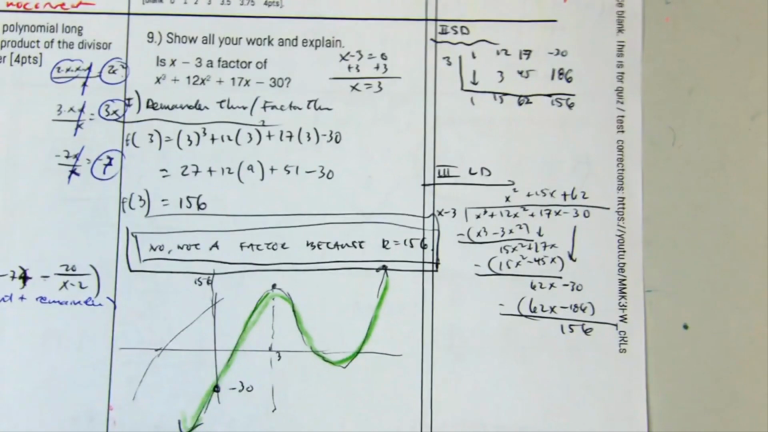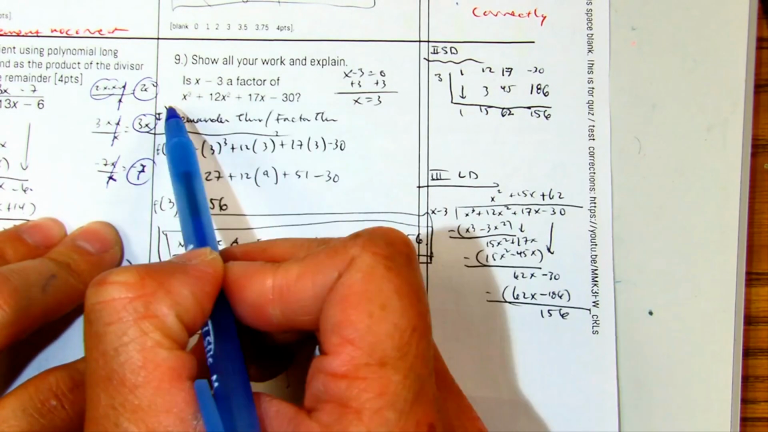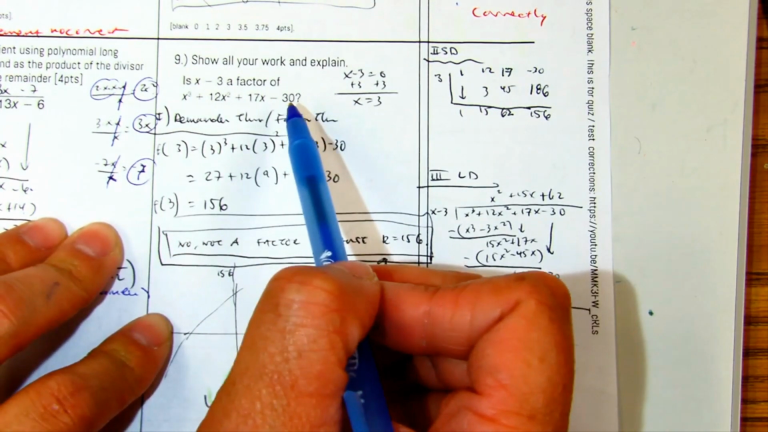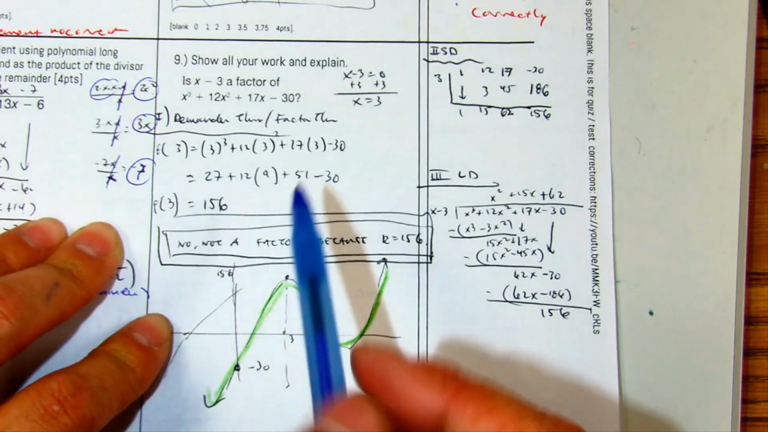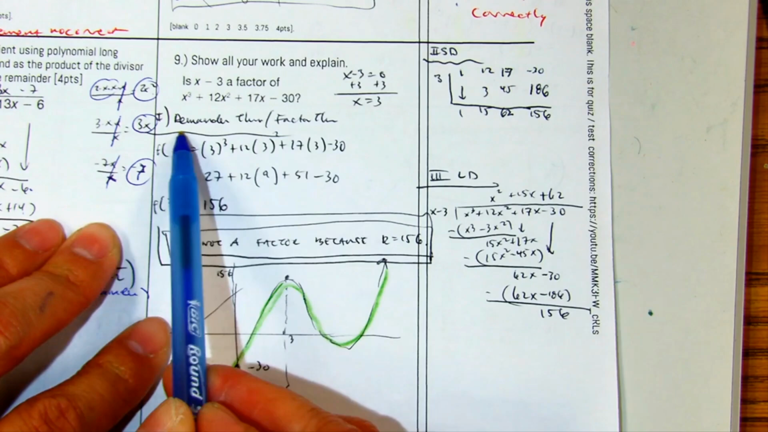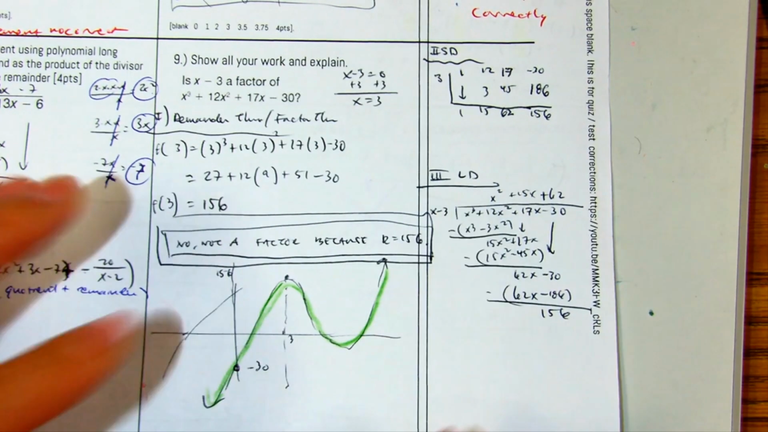Show all your work and explain, is x minus 3 a factor of this polynomial? There's actually 3 ways to solve it. You don't have to choose all 3, and I'm sure hopefully you did one of the 3. You can use the factor or remainder theorem, you can use synthetic division, or you can use long division. Let me explain the remainder theorem.